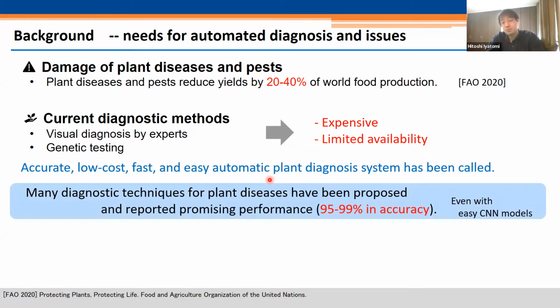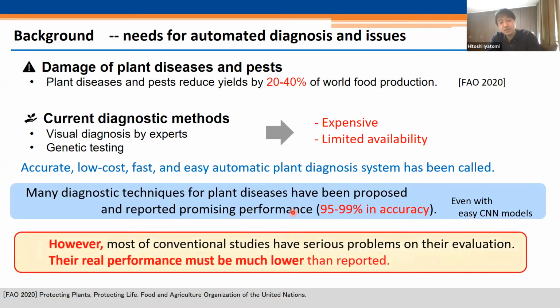With the progress of recent deep learning techniques, many diagnostic techniques for plant disease diagnosis have been proposed, and they reported promising performance, about 95 to 99% in accuracy. Those performances were achieved with relatively easy CNN models, such as VGG16 or ResNet50. However, most conventional studies have a serious problem in their evaluation. That is, their real performance must be much lower than reported.